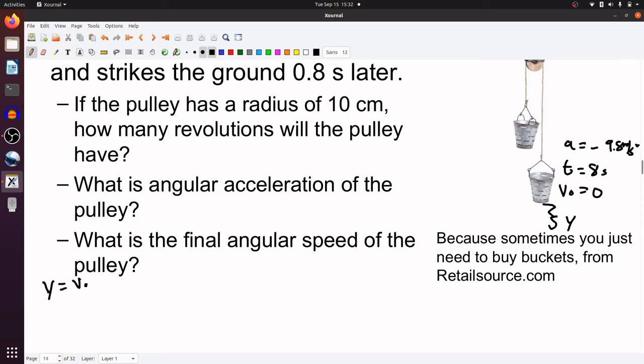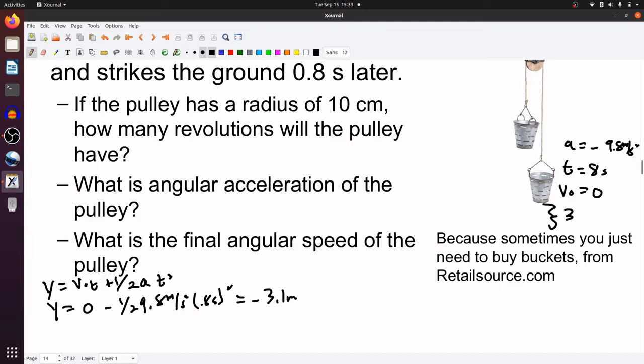I know enough information to find the displacement y, so that's what I'm going to do first. y is equal to v naught t plus 1/2 a t squared, so y equals 0 minus 1/2 of 9.8 meters per second squared times 0.8 seconds squared. Plugging that into my calculator, 0.5 times 9.8 times 0.8 squared gives negative 3.1. But we know it's displaced by a linear movement of 3.1, and I'll need that later on.